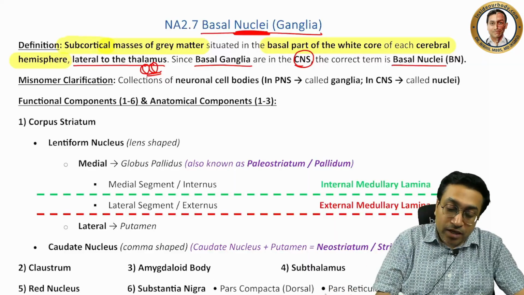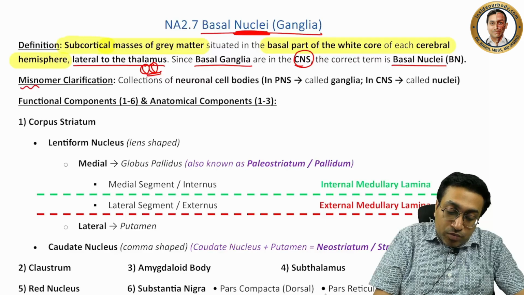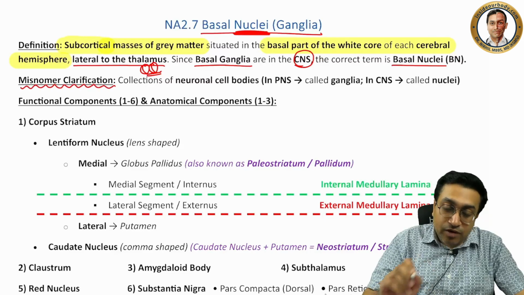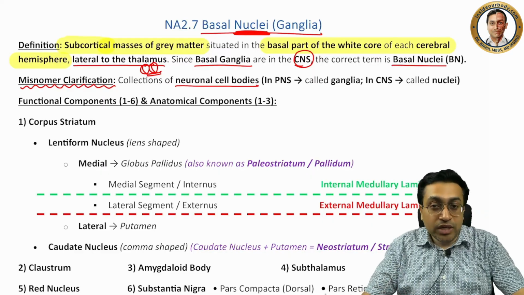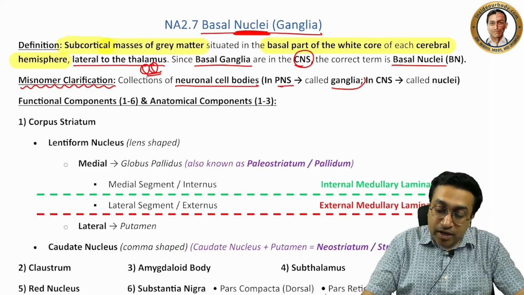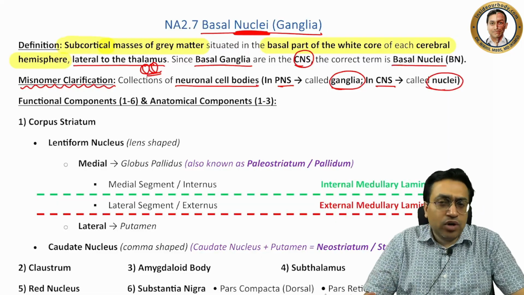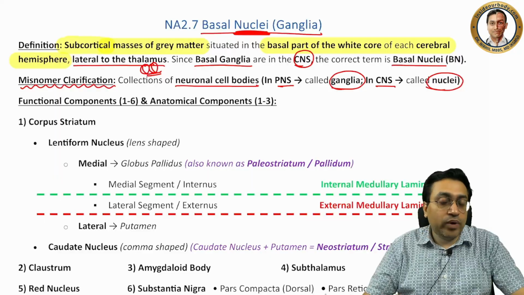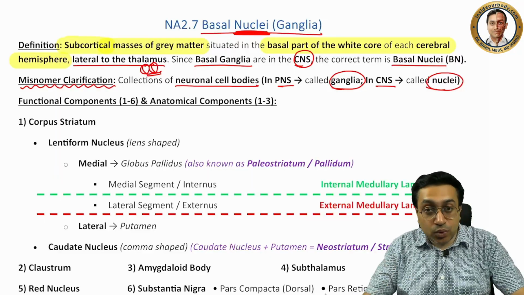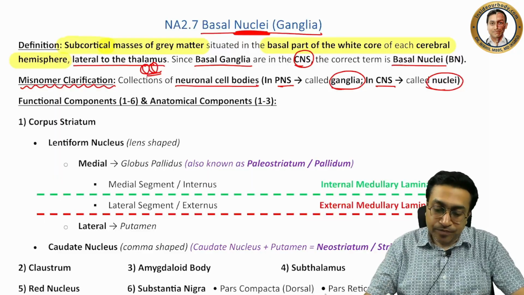Okay. Now, this misnomer which we have talked about, this is because the collections of the neuronal cell bodies is what we are talking about, okay. So in PNS we label it as ganglia, in CNS we label it as nuclei. So I think you already know that, and this quite makes much more sense to you now why it is known as basal nuclei rather than basal ganglia.